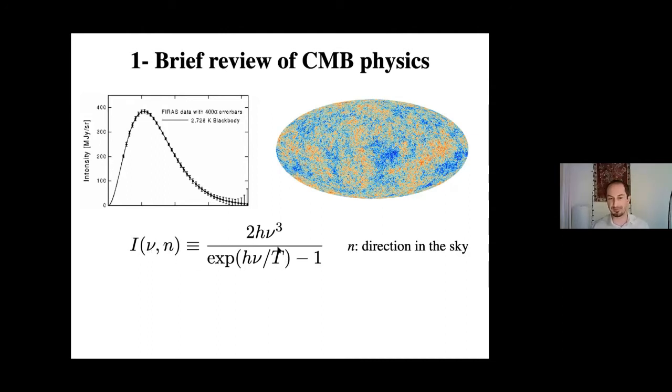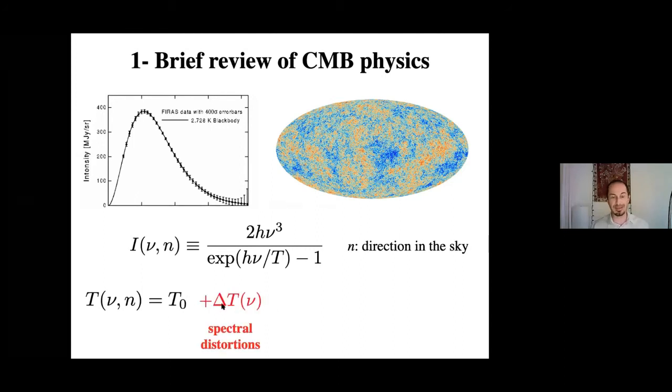You can always define some temperature T in such a way. Now, this temperature, if it's the same in every direction and the same in every frequency, is the so-called CMB monopole. If this temperature has some additional piece which does not depend on direction, but does depend on frequency, which means that this is not actually a perfect black body spectrum, we call this piece a spectral distortion. This is just to set the vocabulary. Then if this piece has a part that does not depend on frequency, hence it is really a black body function, but does depend on direction in the sky, we call this anisotropies. This is what Planck measures, for example.